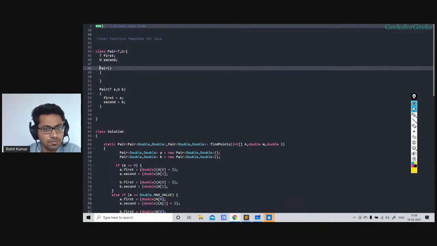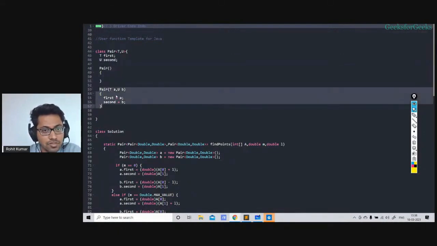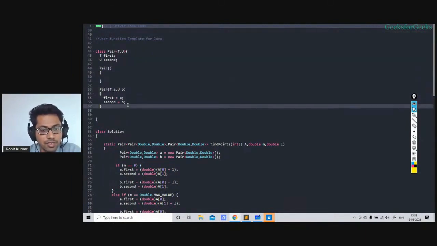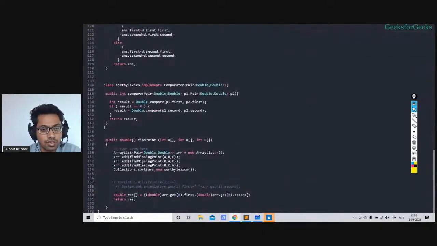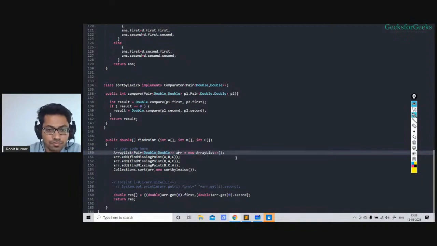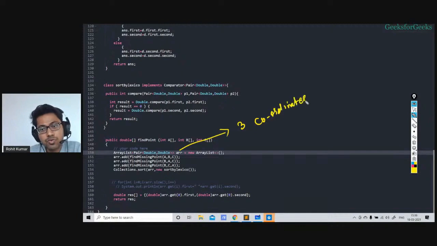I have created two constructors. One is the empty one, and the other is the constructor with the two parameters, A and B, where I'm properly initializing my parameters. How we will use this class, you will get to know through the code. Initially we have created an array list where I am using T and U in the generics as double and double. Why am I doing this? Because this array list ARR will finally store my three coordinates.